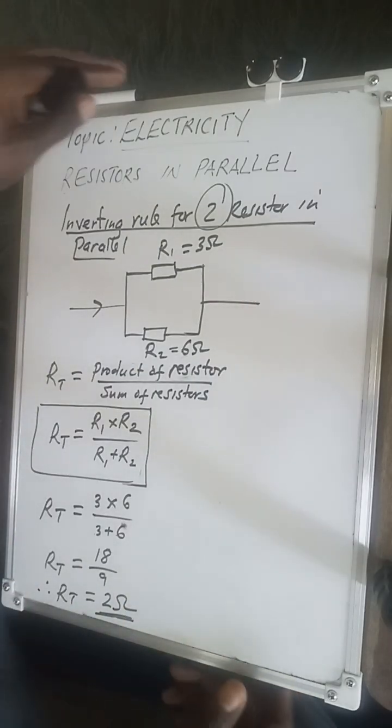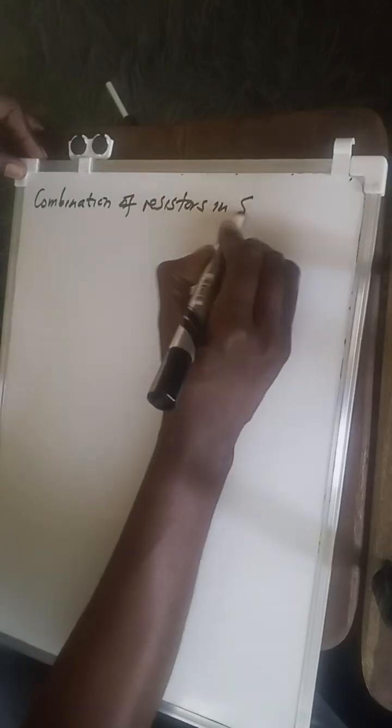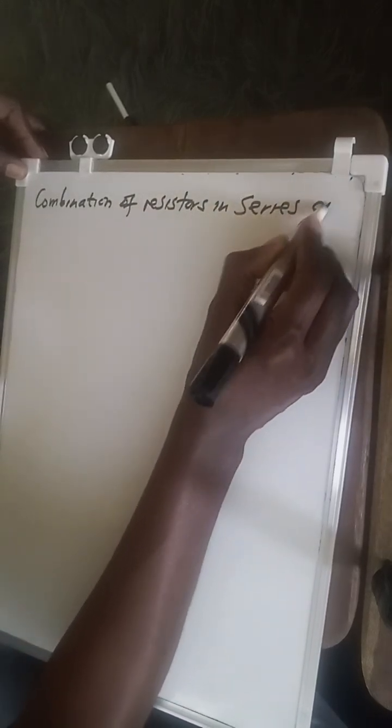Now suppose you have a combination of resistors both in parallel and series. What can you do? Well, if you have a combination of resistors in series and parallel, then what can you do?